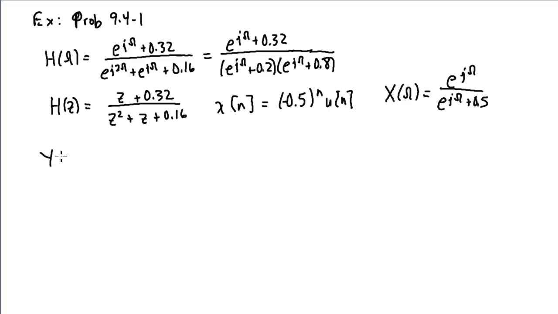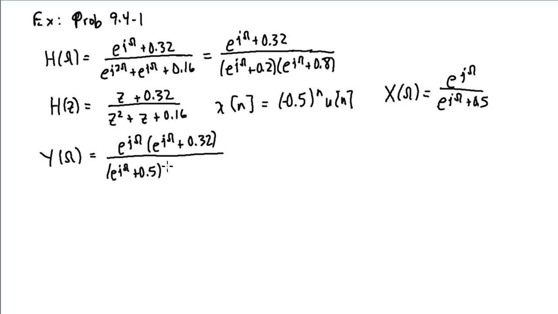And now we can find the discrete time Fourier transform of the output. It's just the product of these two. So we have e to the j omega times e to the j omega plus 0.32. And then I'll have all of these denominator terms: e to the j omega plus 0.5, e to the j omega plus 0.2, and e to the j omega plus 0.8.